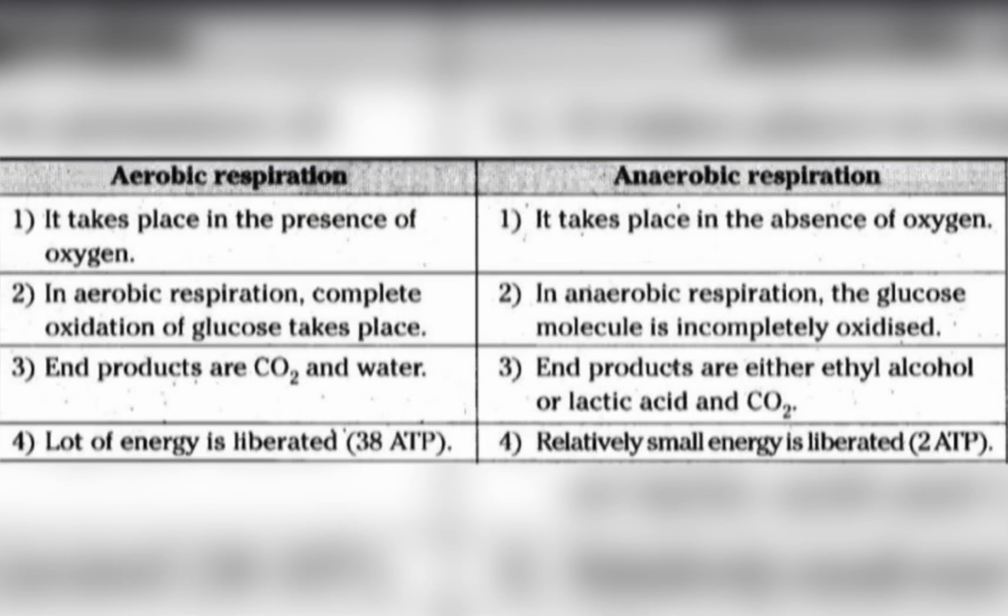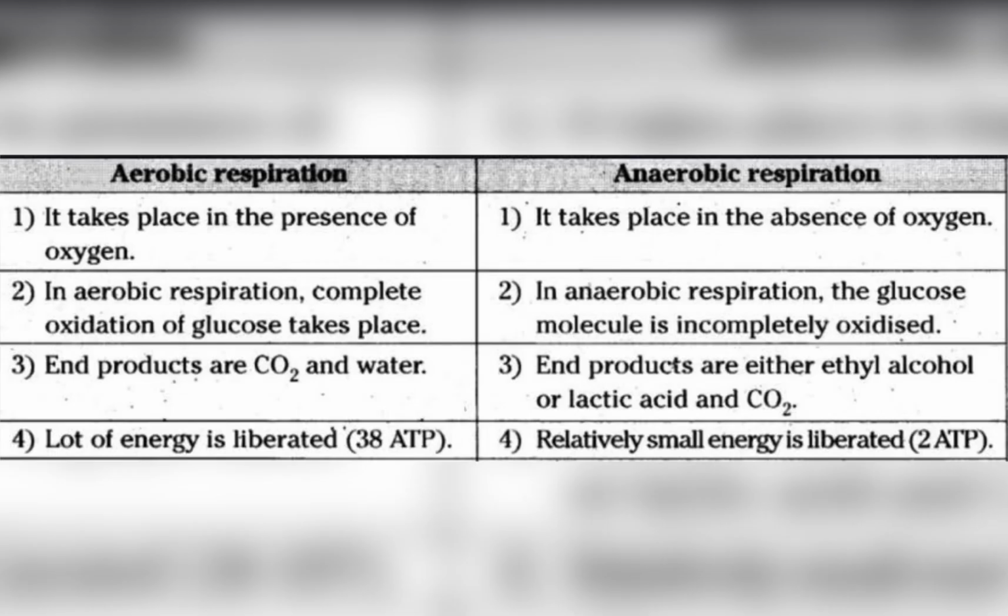Now let's talk about the difference between aerobic and anaerobic respiration. As the name depicts, aerobic respiration takes place in the presence of oxygen and anaerobic respiration takes place in the absence of oxygen. During aerobic respiration, complete oxidation of glucose takes place, whereas during anaerobic respiration, partial breakdown of glucose occurs. The end products of aerobic respiration are carbon dioxide and water, and during anaerobic respiration, ethyl alcohol and carbon dioxide or lactic acid is formed.